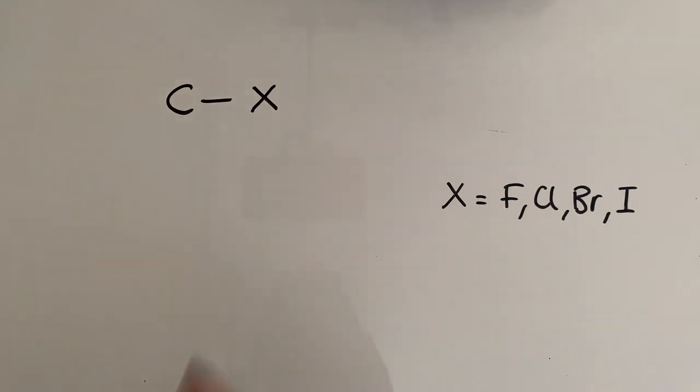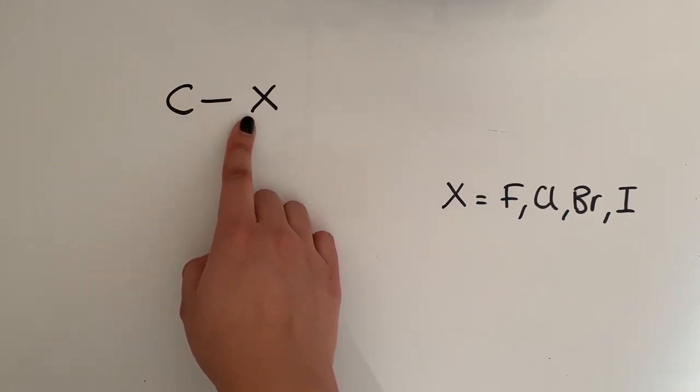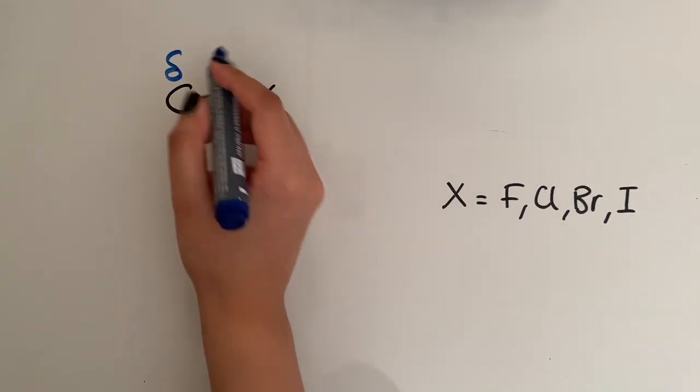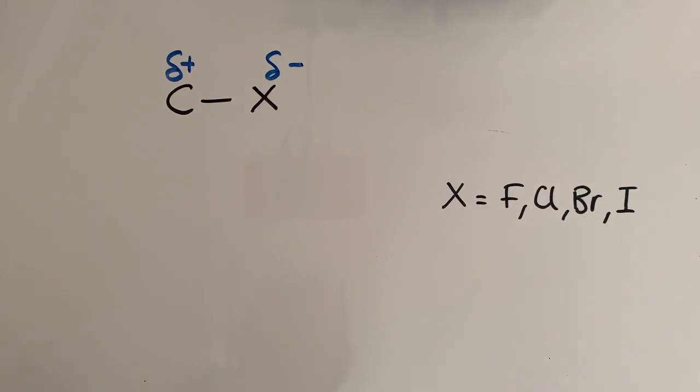That means in this bond, the shared pair of electrons are always going to be lying closer towards the halogen than they are towards the carbon. And that means this bond will always be a polar bond. So we have a delta positive on the carbon and a delta negative on the halogen. We have this polar bond, and it is because of this polar bond that haloalkanes are so reactive.